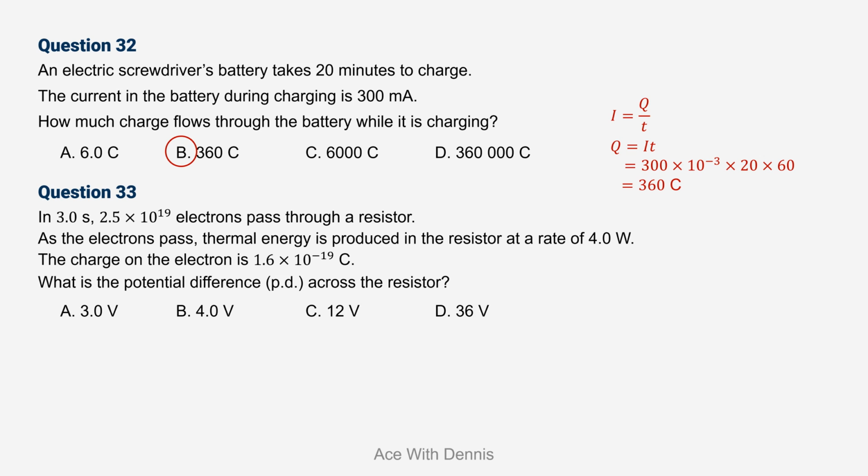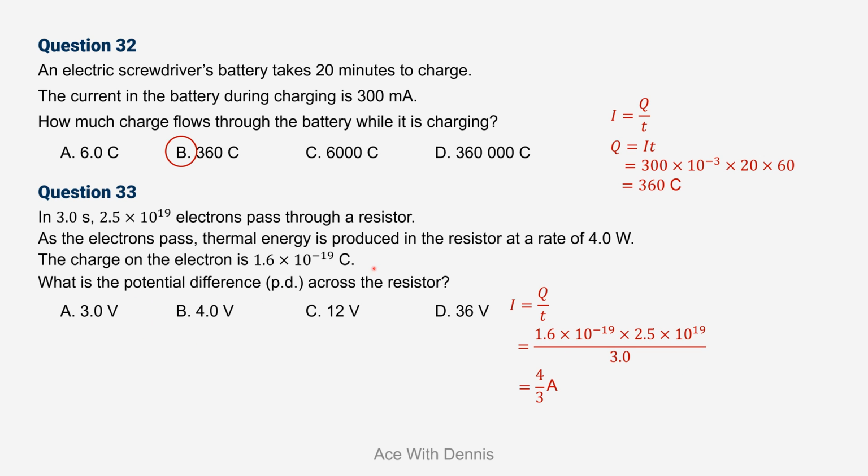To get the answer for this question, we need to first calculate the current. We use this formula again, I equals Q over T. To calculate the charge, look at the information given. One electron has a charge of 1.6 times 10 to the power of -19 coulomb, and we have 2.5 times 10 to the power of 19 electrons. So the total charge is 1.6 times 10 to the power of -19 times 2.5 times 10 to the power of 19. Then we divide by 3.0. We calculate, and we get 4 over 3 ampere.